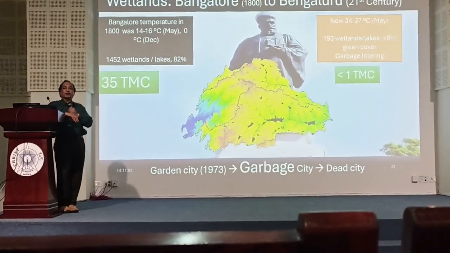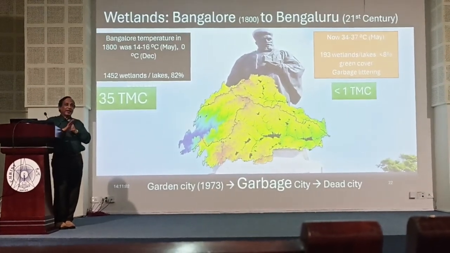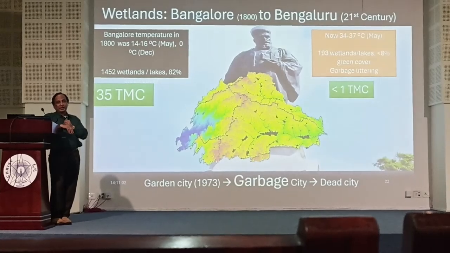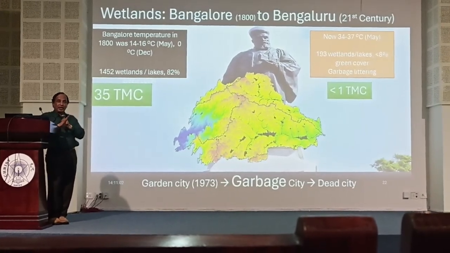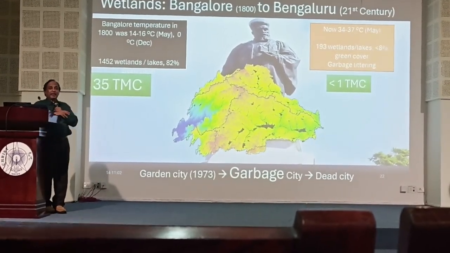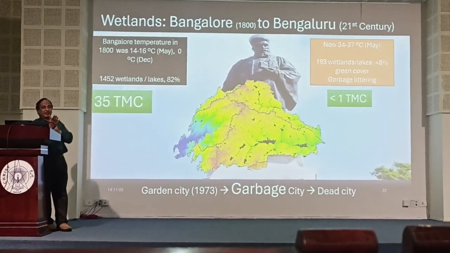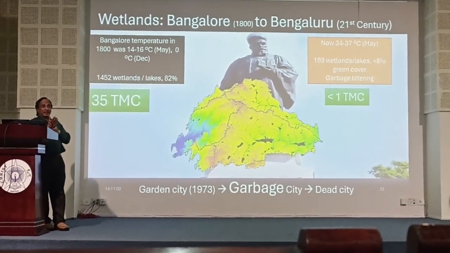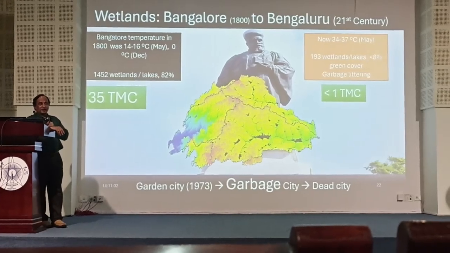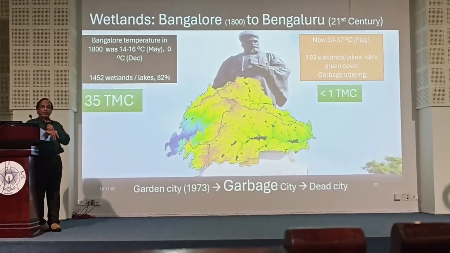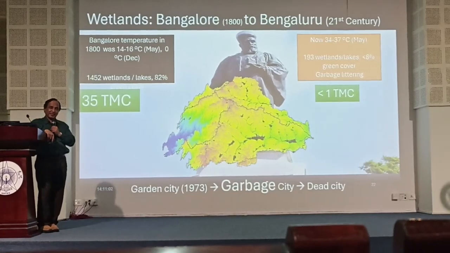Let us look at the Bangalore of 1800. We had 1452 water bodies, 80% green cover. Because of the porous landscape, we had a temperature of 14 to 16 degrees Celsius in May, that is a summer month. And today, because of the paved surfaces, we have a temperature of 36 to 37 degrees Celsius.